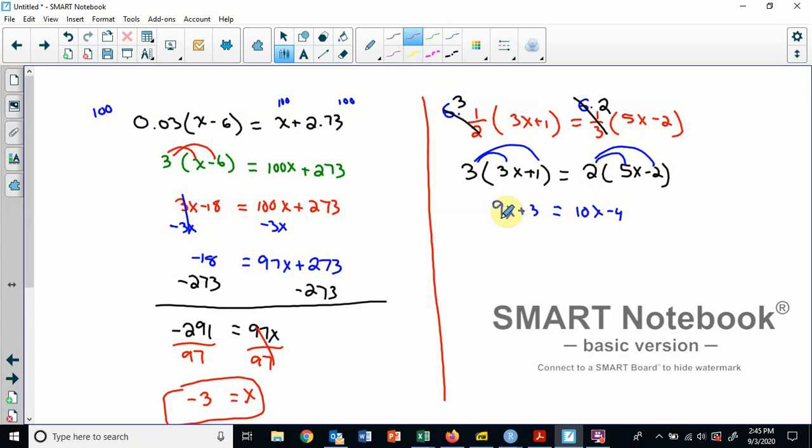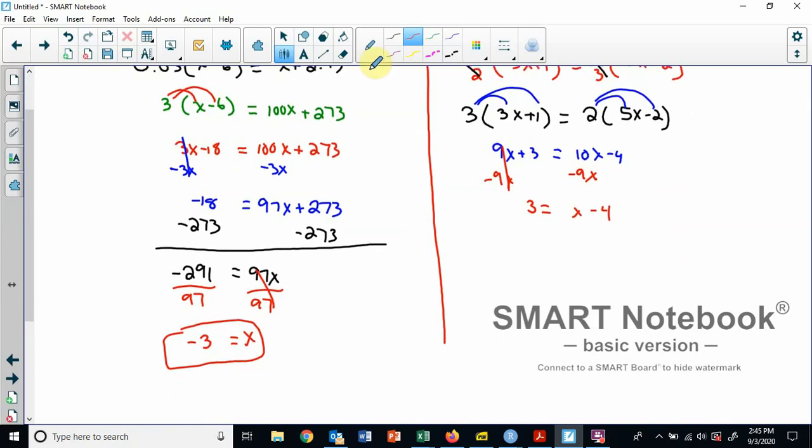I have x's on opposite sides, so I'm going to subtract 9x from both sides to get my x's on the same side. So 3 equals, that is just 1x, or x, minus 4. Now all I have to do is add 4 over, and I have finished solving. So 7. So x equals 7. So that's actually pretty simple too.